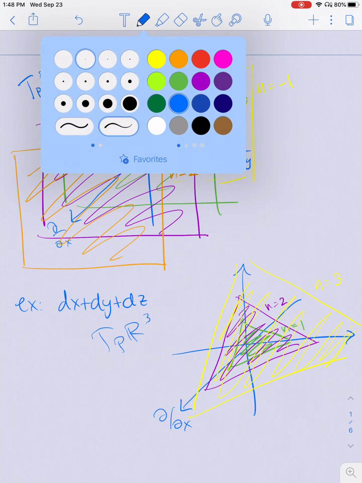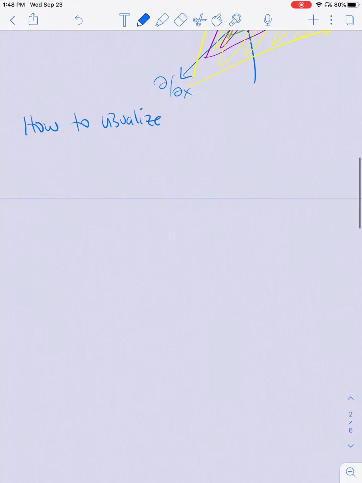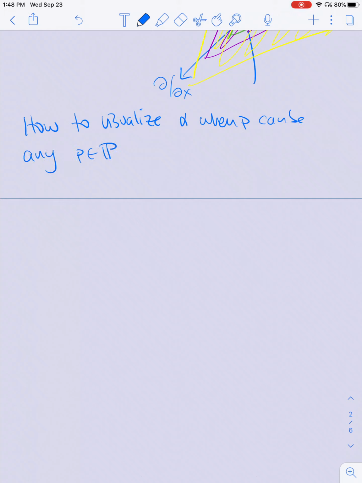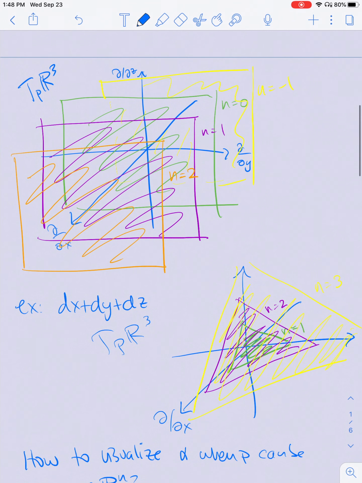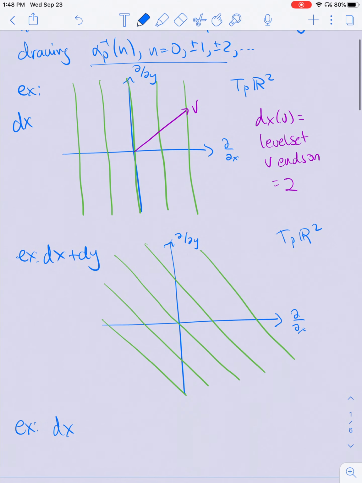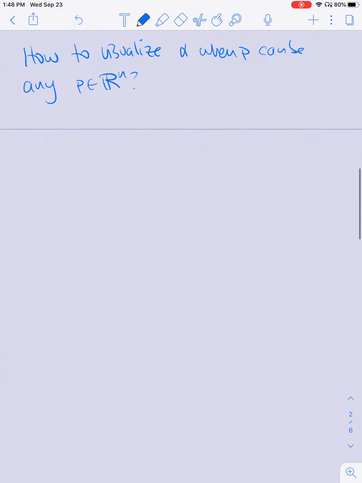So then the next question is, how do I deal with the point varying? So how do I visualize alpha when p can be any point in R^n? So basically what we've done so far has essentially been the exact same thing that we did for dual spaces at the beginning of the class. But now I want to understand what happens when p varies.